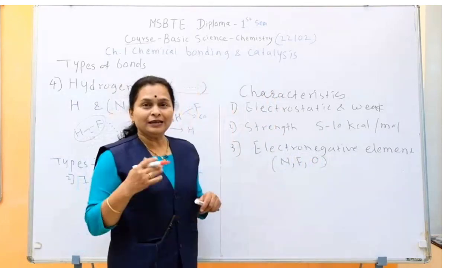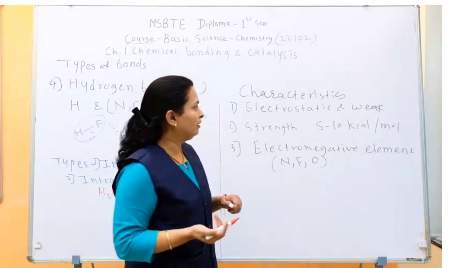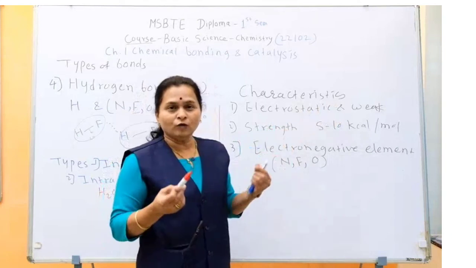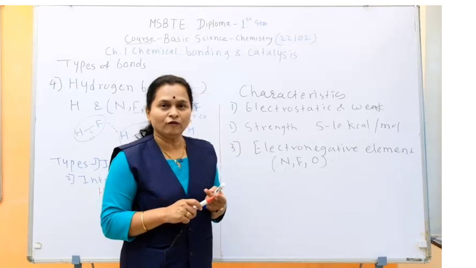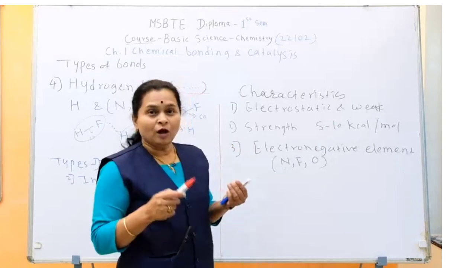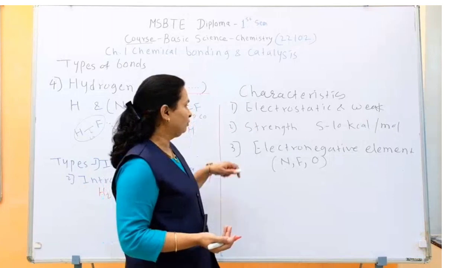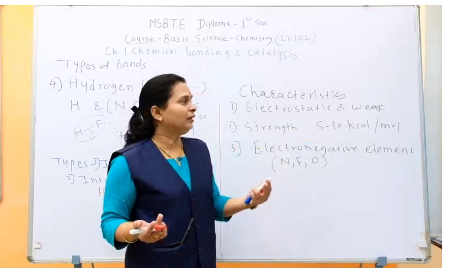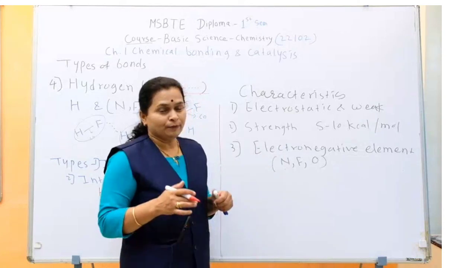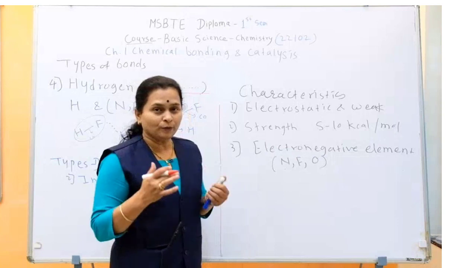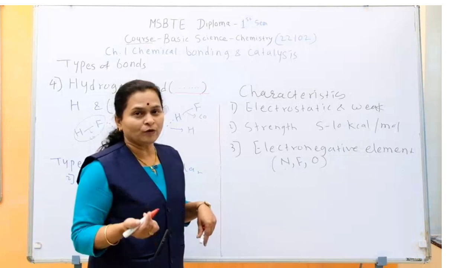It is a purely electrostatic force of attraction between hydrogen and an electronegative element. It is a weak type of bond compared to the first 3: electrovalent, which is also known as ionic, then covalent, and the third type is coordinate bond. Out of these 3 bonds, the hydrogen bond is the weakest type of bond. Its strength is 5 to 10 kilocalories per mole. Then one electronegative group must be present in the hydrogen bond. This is the special property or characteristic of the hydrogen bond. Now let us see the next type of bond, that is the metallic bond.